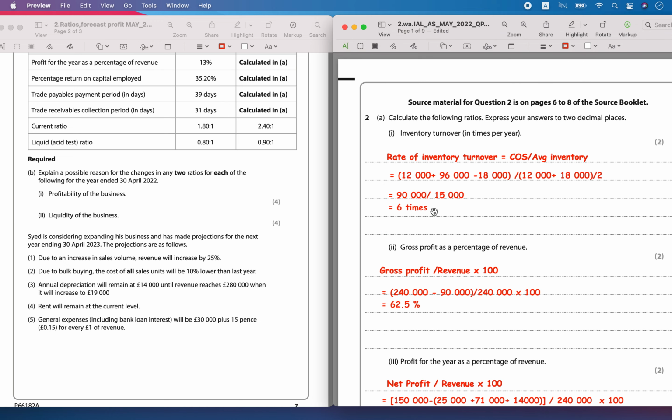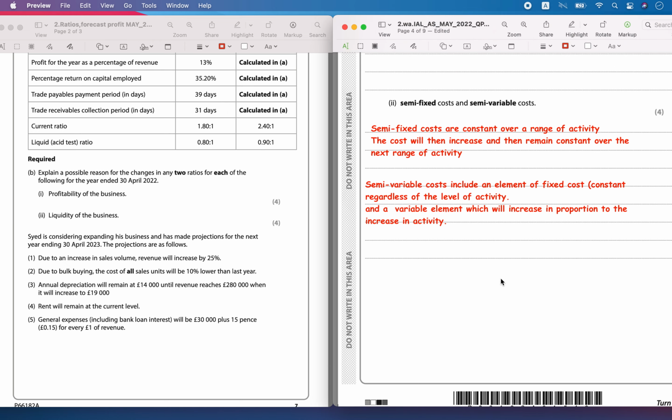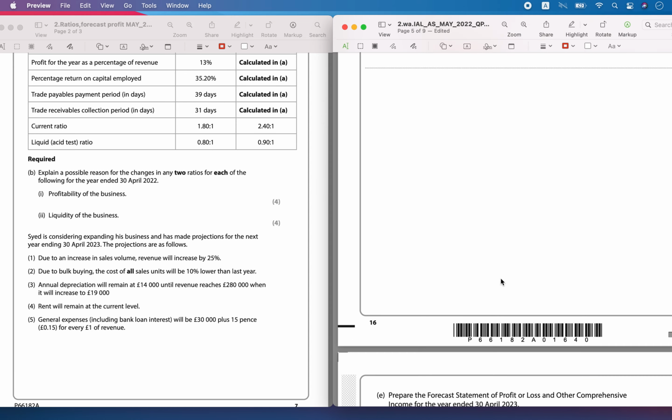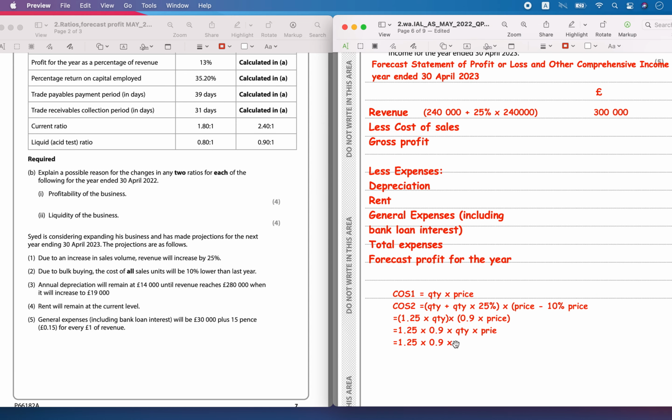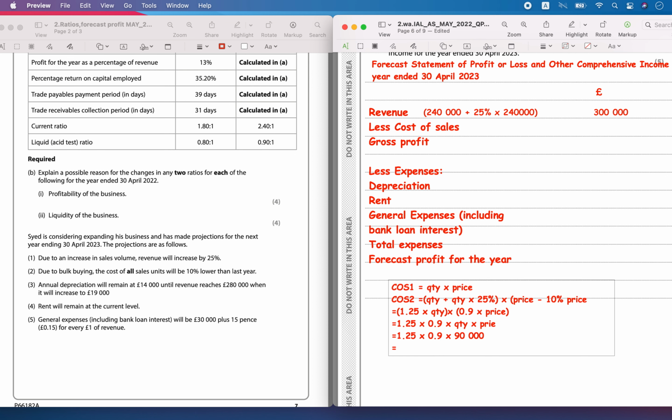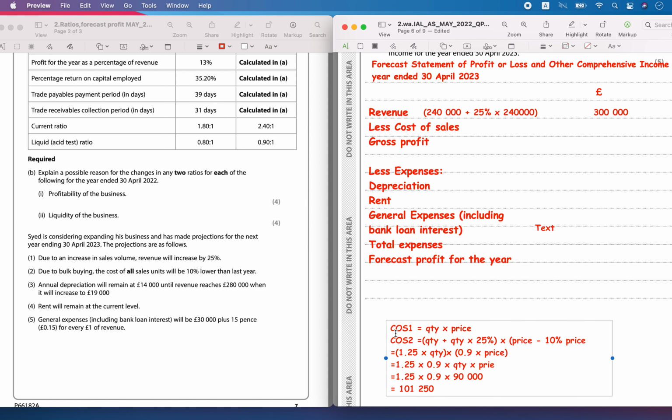Cost of sales was around 90,000. Okay, 90,000. So let's write that. So cost of sales is 90,000. So the change in the cost of sales would have happened like this. So if you put, this is going to be equal to 101,250. Okay, so this is calculation, working.